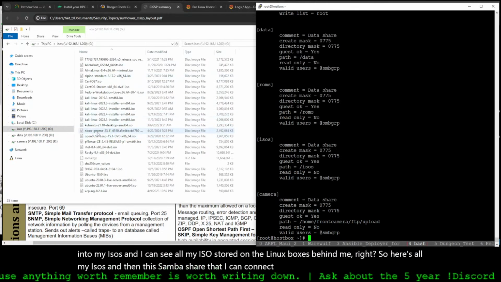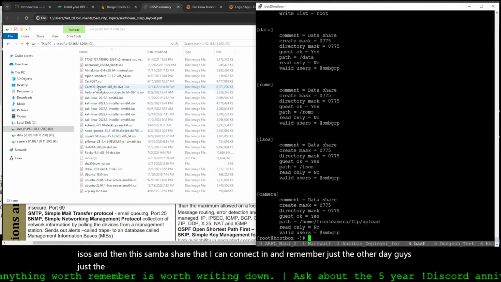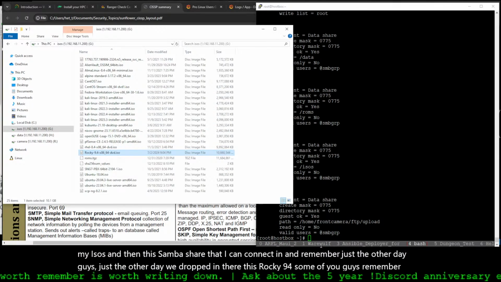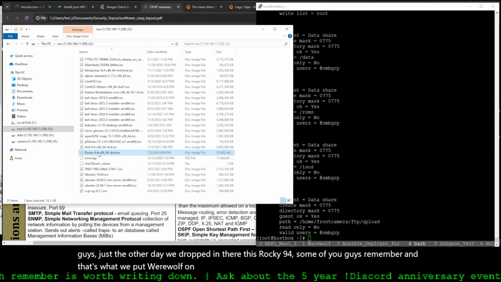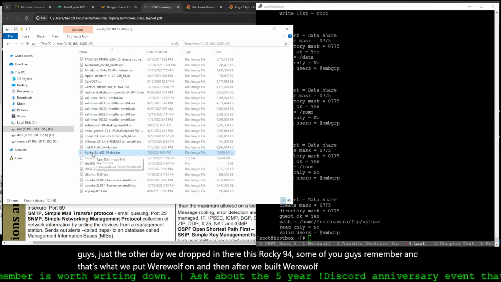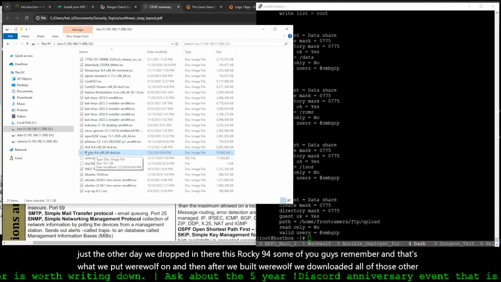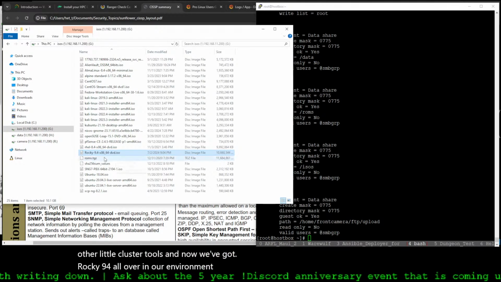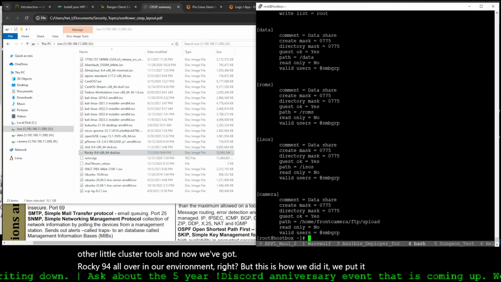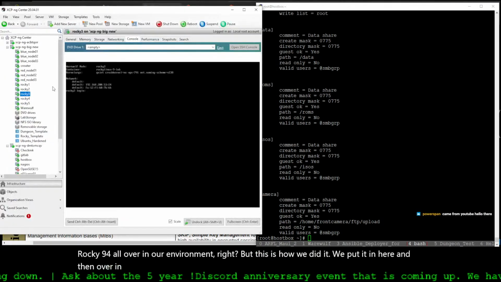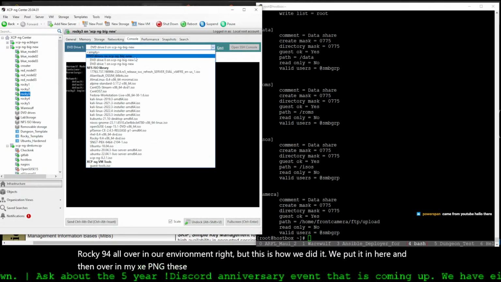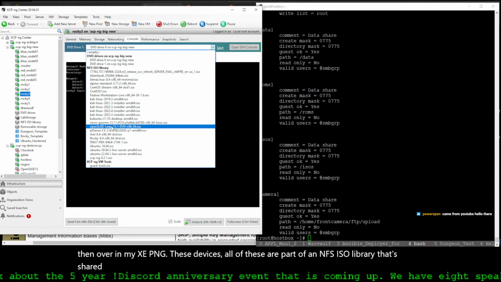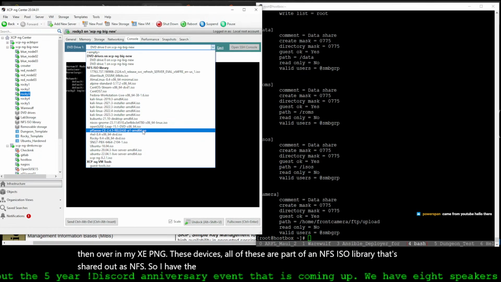And remember, just the other day, guys, we dropped in there this Rocky 9.4. Some of you guys remember, and that's what we put Warewulf on. And then after we built Warewulf, we downloaded all of those other little cluster tools, and now we've got Rocky 9.4 all over in our environment, right? But this is how we did it. We put it in here, and then over in my XCP-ng, these devices, all of these are part of an NFS ISO library that's shared out as NFS. So I have the same share going through everywhere.